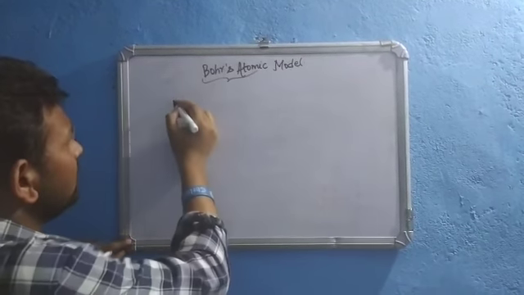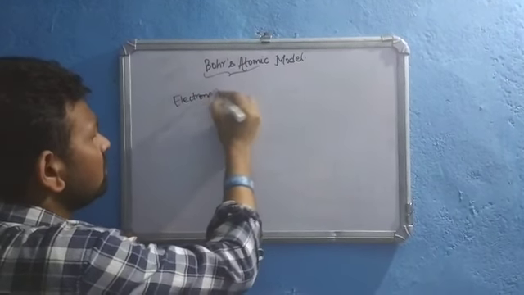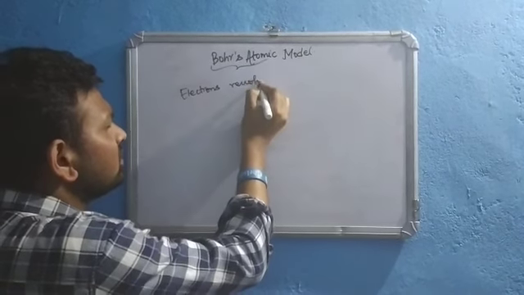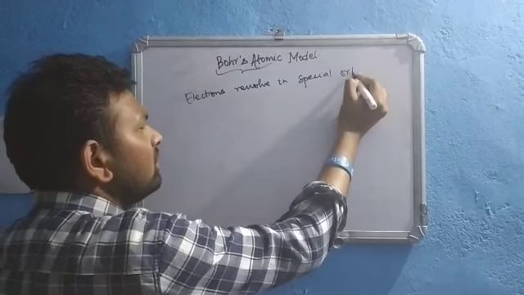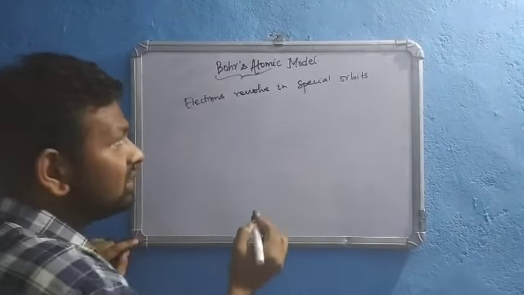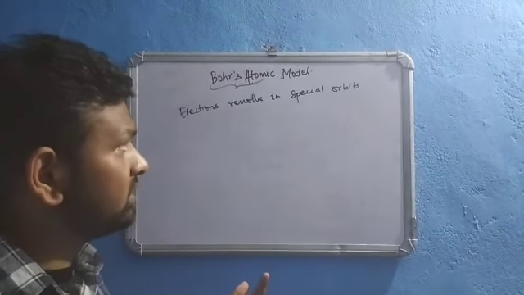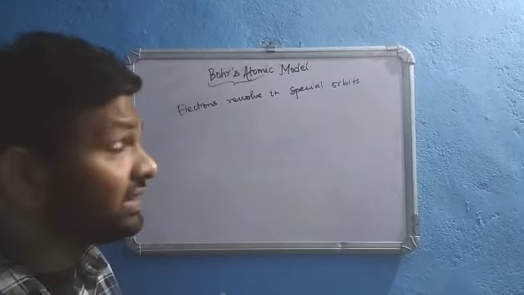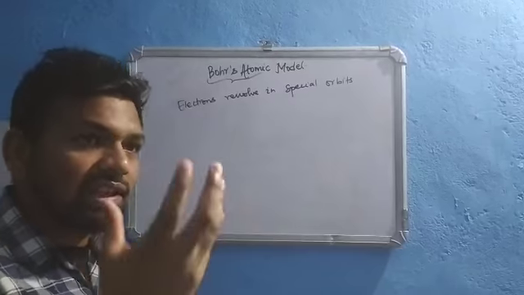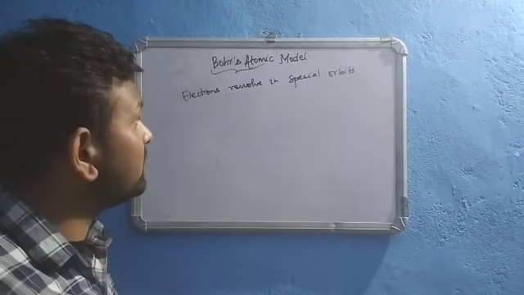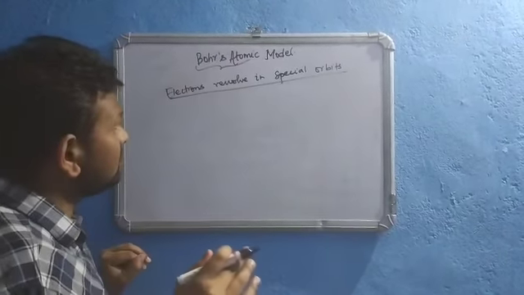Now, according to him, electrons revolve in special orbits. According to Rutherford's model, electrons revolve in circular orbits, in any ordinary circular orbit. But he did not show in what way, what is the procedure in which the electrons are distributed in the orbits. Now, this person came up with his own atomic model, which we have been using till date.